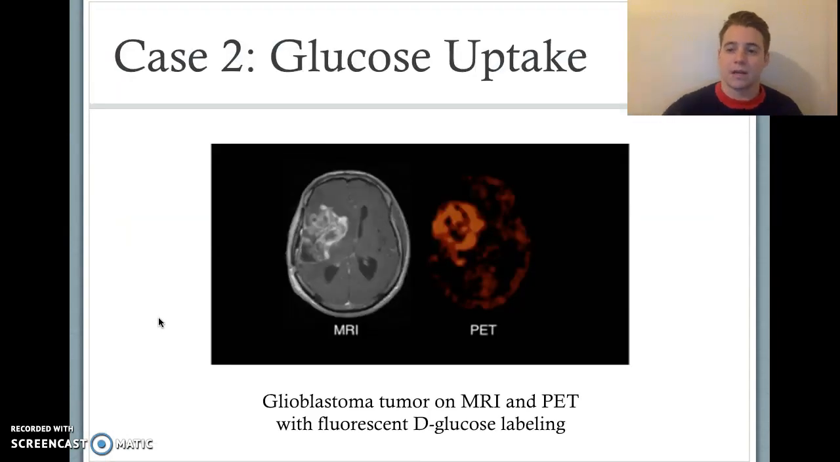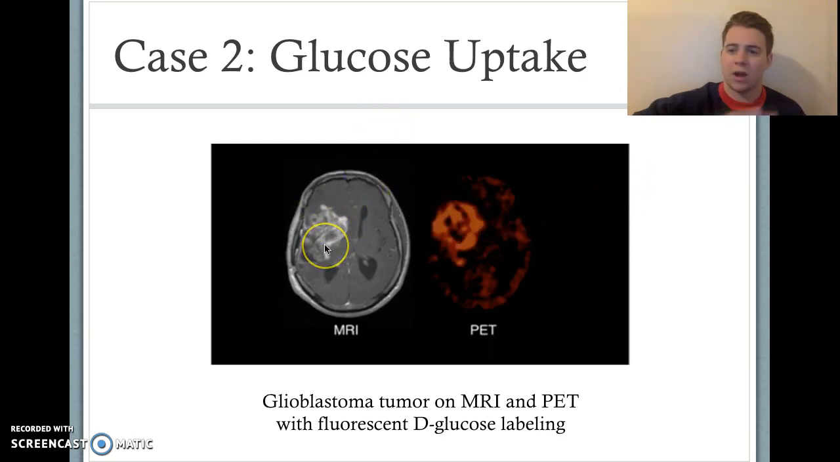The first case study that I chose was the glucose uptake problem. As you can see here, we have a glioblastoma tumor. We have an MRI and a PET scan of the tumor here. We did learn that there is tissue necrosis within the tumor, so there are some dead cells, dead tissue there, and you can clearly see that on the PET scan.